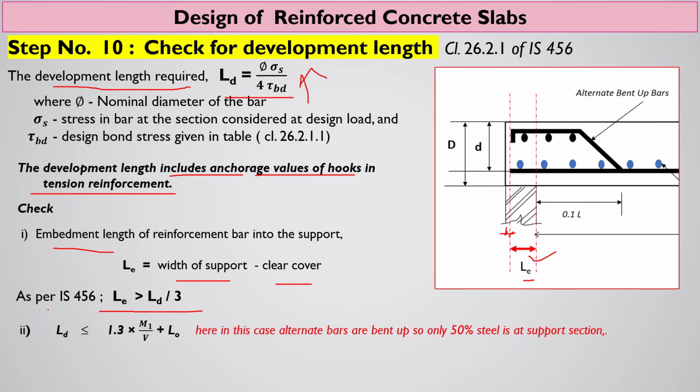Another condition is that LD, the development length, should be less than 1.3 M1 by V plus L naught. Now if you remember, M1 was based on the area of steel which you have taken into the support. But here we are taking only 50% bars on the tension side. So with 50% bars, your M1 will become half of this value, that means 0.5 M1. So you have to replace M1 by 0.5 M1, and check whether this condition is satisfied or not.